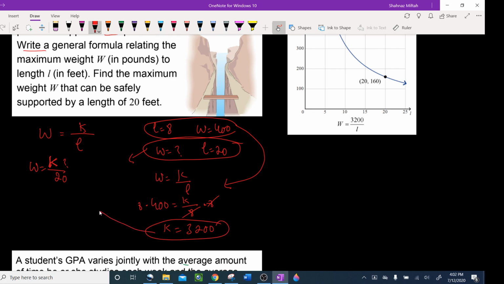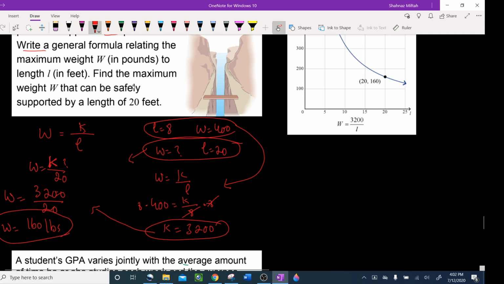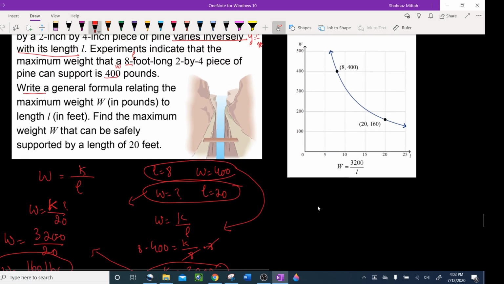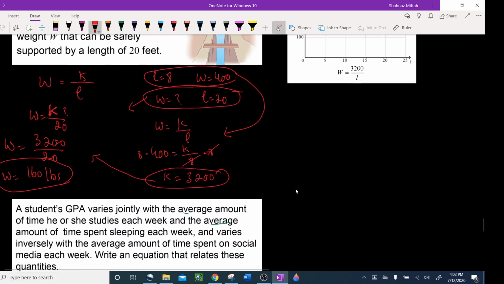Now I already have a K, so I'm going to plug in that K over there. Divide by 20. So the answer for W, you divide this, and the maximum weight is 160 pounds. And that's what they were asking me for: the maximum weight that can be safely supported by a length of 20 feet. So that's what the answer is going to be. And this is what the graph looks like for that.